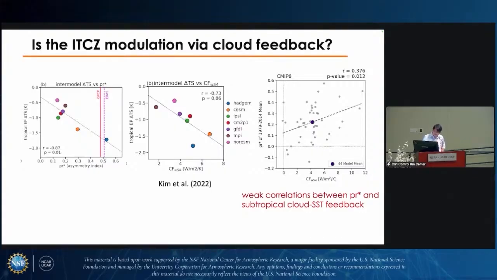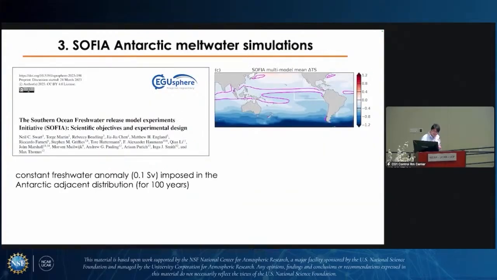So the last implication is that what causes the Southern Ocean cooling in the first place still remains a debate. But one of the hypotheses, in addition to natural variability from the previous talk, is that Antarctic ice sheets are melting. So this is another nice recent community effort called SOFIA, where several fully coupled models all add this additional freshwater anomaly around Antarctica to simulate Southern Ocean and global climate change. On the right, you see the multi-model mean. They all simulate Southern Ocean cooling and some degree of a tropical response.